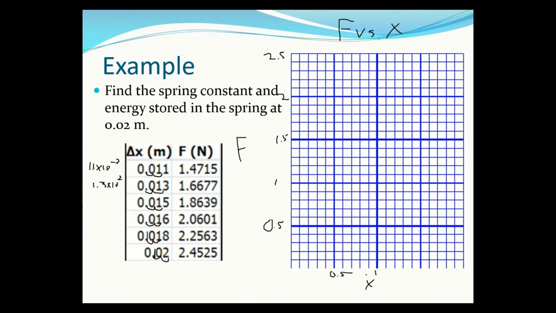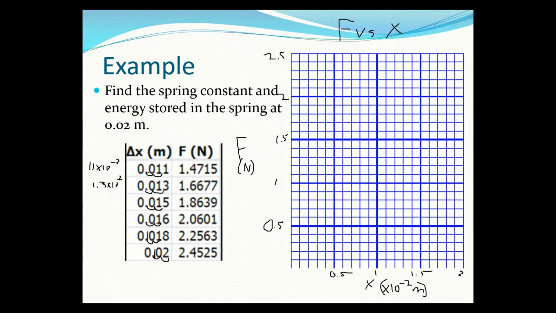So 0.5, 1, 1.5. When we label the units, we don't want to just call them meters. They're all times 10 to the negative 2 meters. So we put that in there. And these are newtons up here. So we're ready to graph.